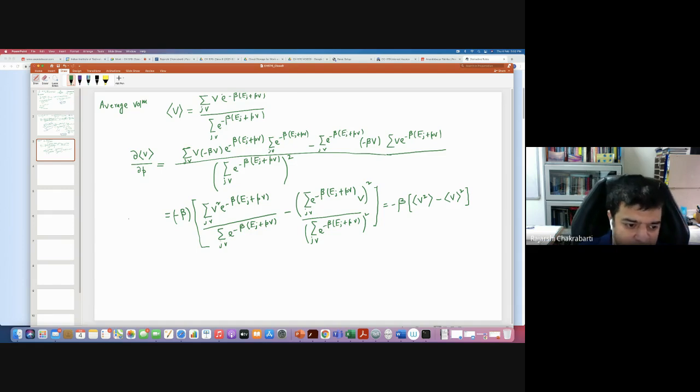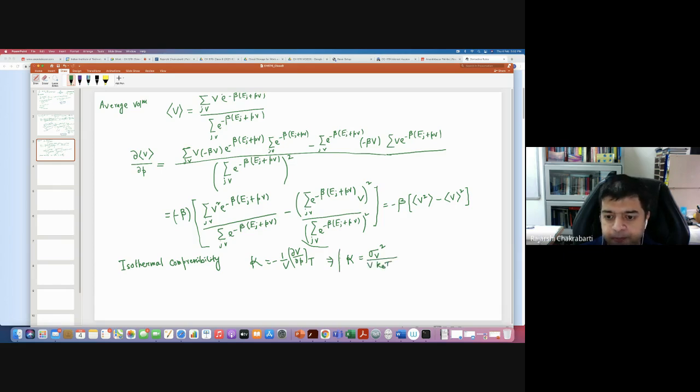And there is something called isothermal compressibility, which is defined like this for a material. Kappa is minus 1 by V del V del P at constant T. And if I follow all this, it will give me kappa is equal to sigma V square by V into kT. So this is another response function.